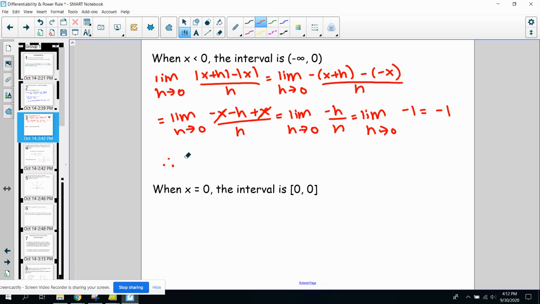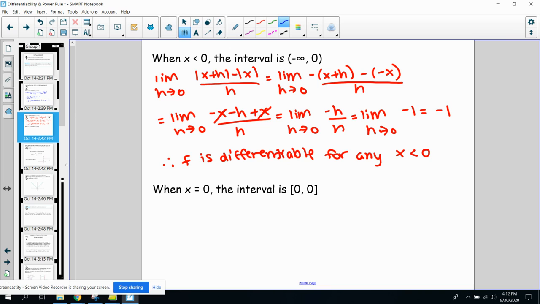So we're going to say, therefore, f is differentiable for any x less than 0. All right, so we were able to see from both the positive and negative pieces of this that f is differentiable when it's greater than 0 and when it's less than 0. But what happens when it's exactly equal to 0?